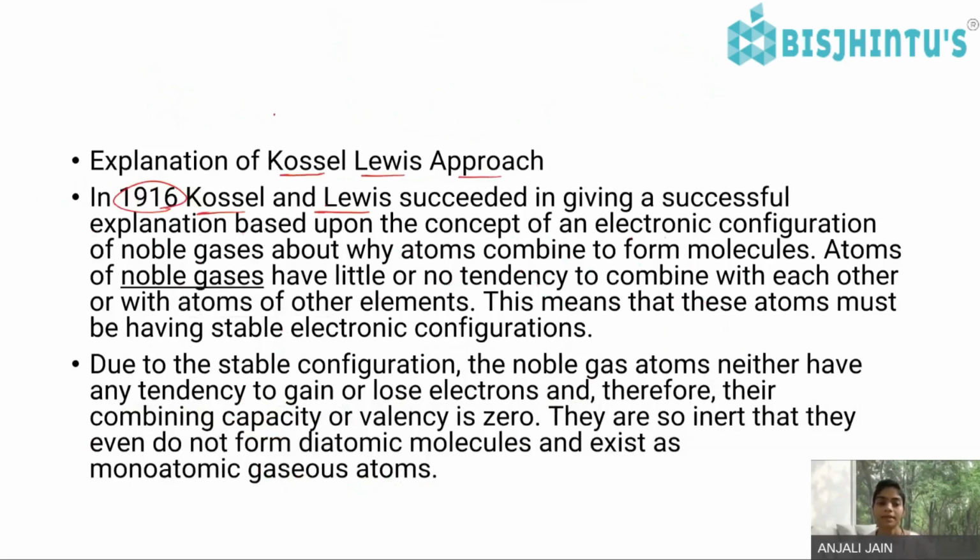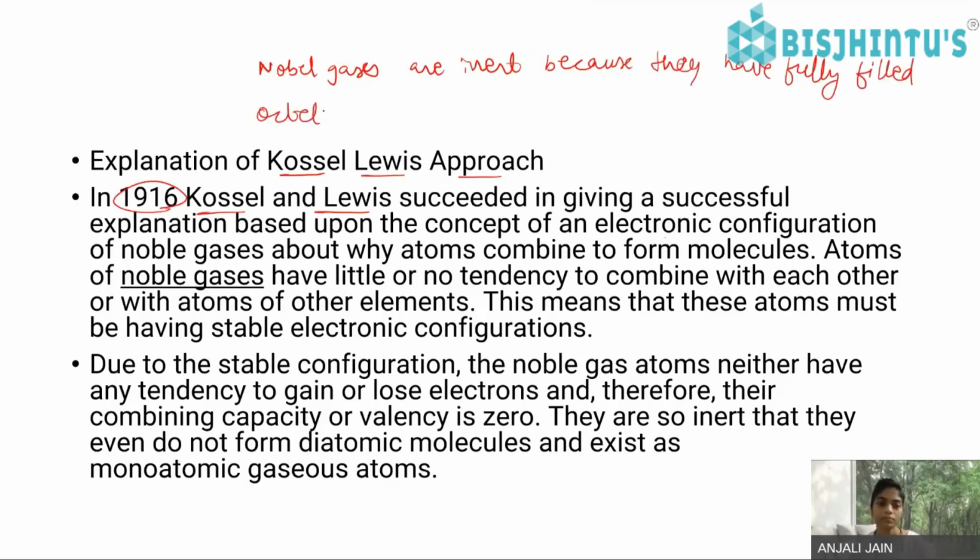Okay. So if I am telling that noble gases are inert, it is because they have fully filled orbitals, an octet of 8 electrons. So they don't have the tendency to combine with each other or with atoms of other elements. This means that these atoms do not have any bonding. They are having their stable state configuration, and due to the stable state configuration, the noble gas atoms don't have any tendency to gain or lose electrons, and therefore their combining capacity or valency is 0.